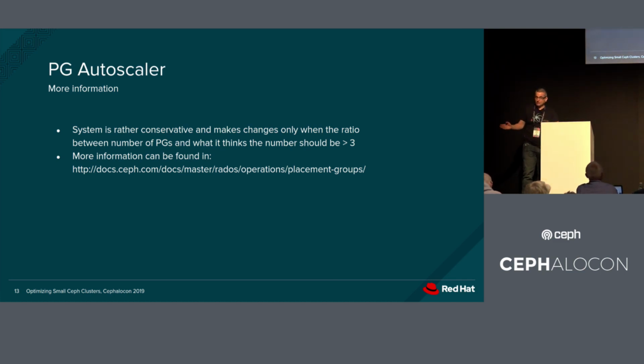It's rather conservative, so it takes the decision to change the number quite late, when it's sure that the ratio between the number of PGs and what it thinks it should be is larger than 3. And it's a new feature. If you want to look at it, there is a lot more information you could look at. If you use it smartly, it's a nice feature.